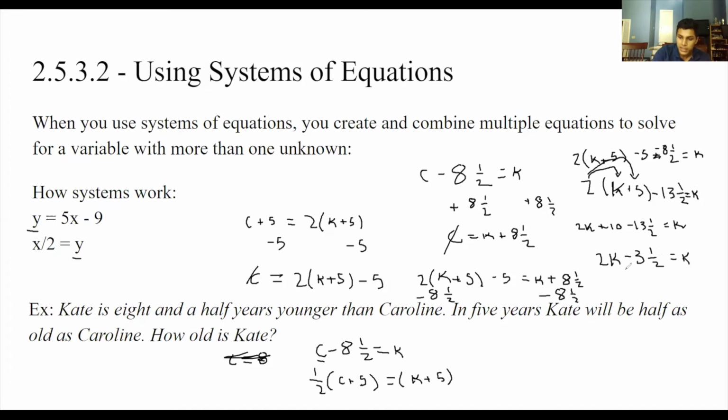And now I subtract 2k from both sides of the equation to get rid of this positive 2k here. So if I subtract 2k from both sides of the equation, so I can get rid of the k's on the left-hand side, then this gives me negative 3.5 equals negative k. And as I said, negatives on both sides cancel out if it's just multiplication. So since I can cancel out those negatives, now I have 3.5 equals k. So Kate's age, if I solve this question, is 3.5 years old.